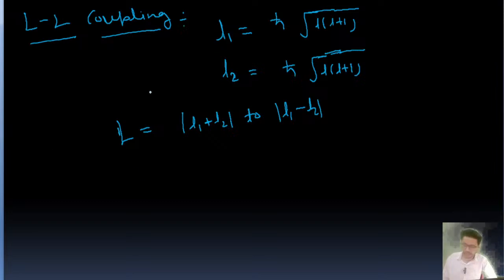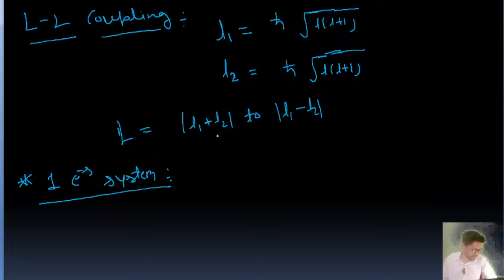I'll give an example. For a one electron system, L equal to 0, right? So in that case, L is going to be L, meaning no LL coupling, guys. For a one electron system, there is no LL coupling.